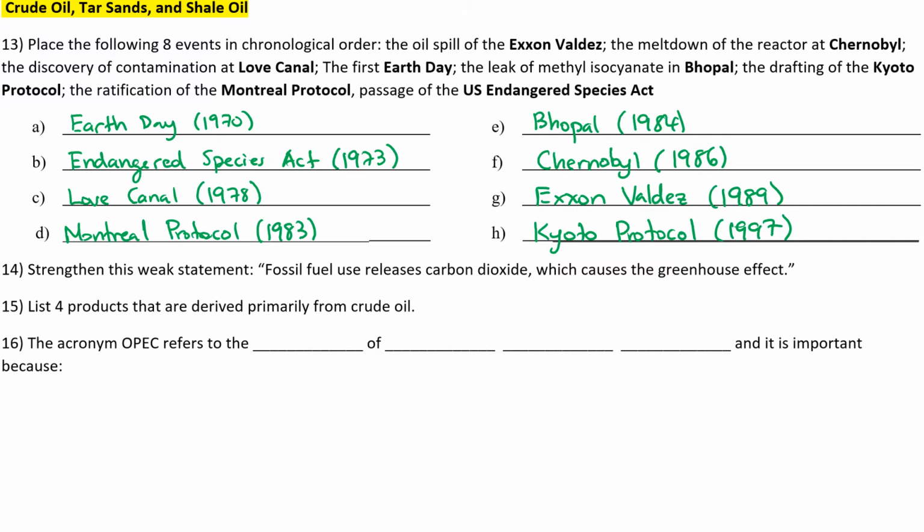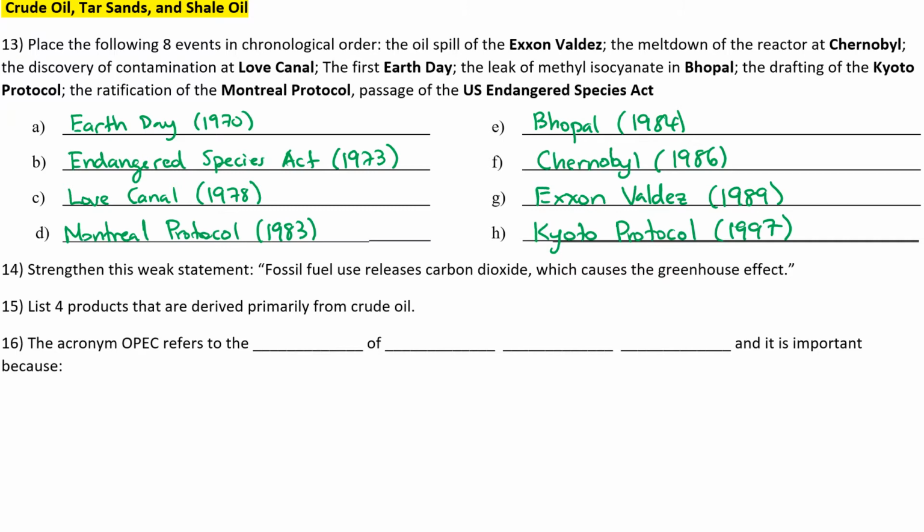Okay, 14. Strengthen this weak statement. Fossil fuel use releases carbon dioxide, which causes the greenhouse effect. So burning fossil fuels releases carbon that was sequestered underground, adding to the net greenhouse gas content of the atmosphere, which causes increased rates of global climate change. So that's the stronger statement.